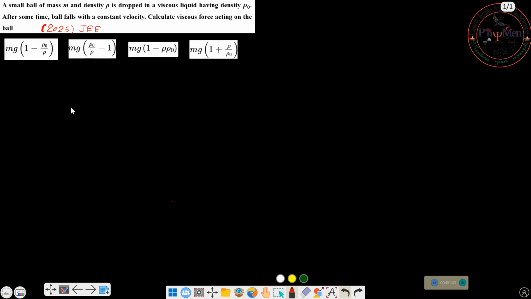So now the question says: a small ball of mass m and density rho is dipped in a viscous liquid having density rho naught. After some time, the ball falls with a constant velocity. Calculate the viscous force acting on the ball. Okay, so let me draw the situation.